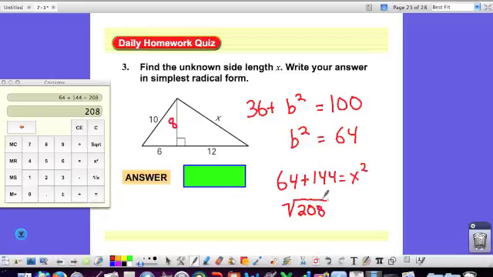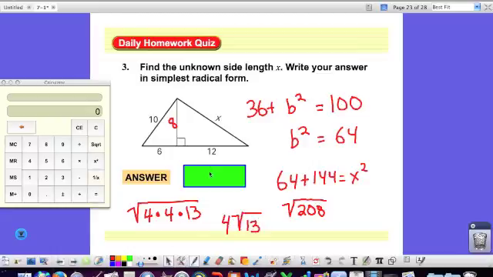I'm going to assume that that's divisible by 4, which it is. It's 52. Is 52 divisible by 4? It is. So let me just double check my math here. 4 times 4 is 16, and 16 times 13 is 208. So I can pull out a 4. The answer is 4 radical 13. That is correct.